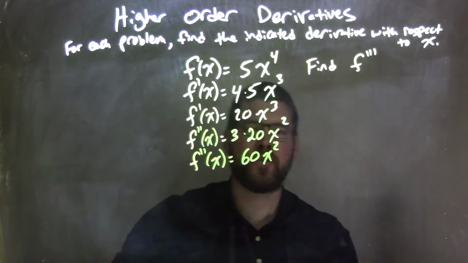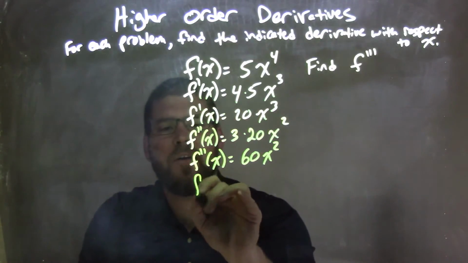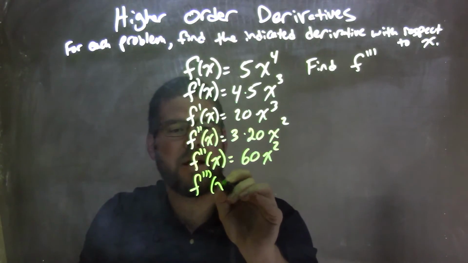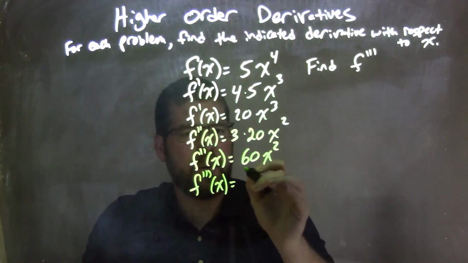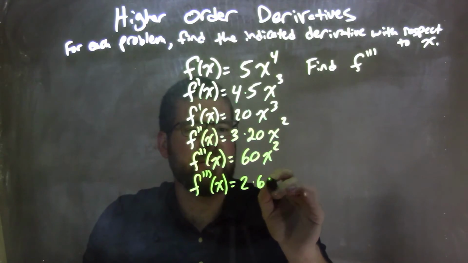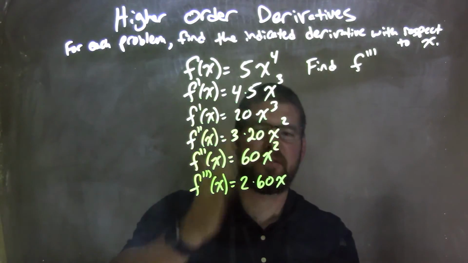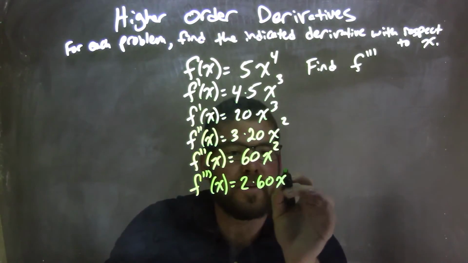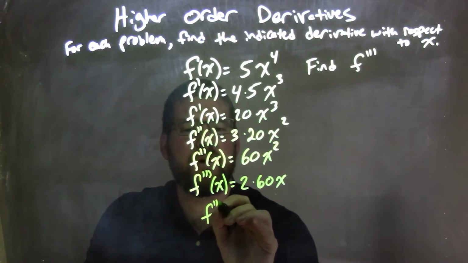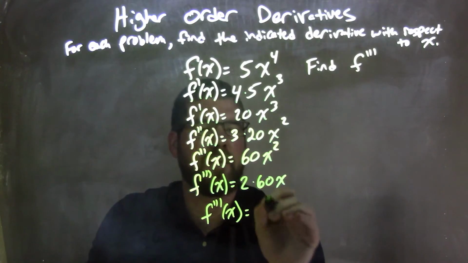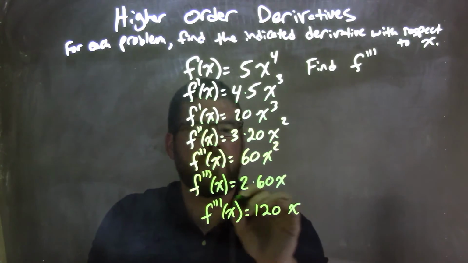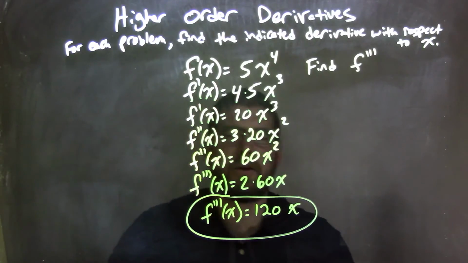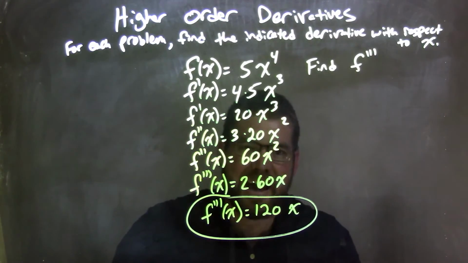Lastly, we have one more derivative to do. We have f triple prime of x. 2 comes down with the power rule again. 2 times 60, and just leave it as x. You don't need to write to the first power. Hopefully you can do that now. So it's just 2 times 60x, and f triple prime of x. We can write that 2 times 60 is 120. And so our answer is f triple prime of x is equal to 120x.